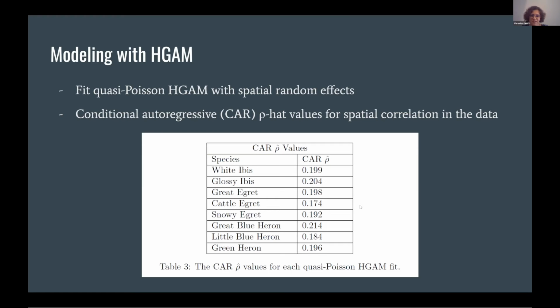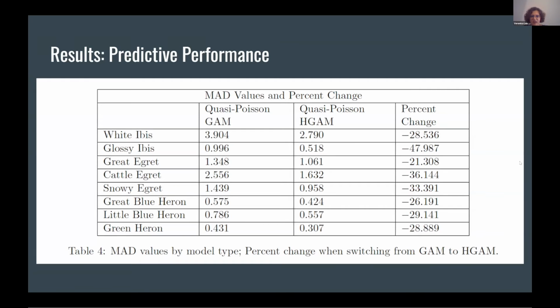So this is just something worth considering. But what we also see here is that we have spatial correlation of around 0.2 for the species where it did fit. So this is some notable level of correlation. Then we used our 2017 test data again to evaluate predictive performance. So we see now that going from the quasi-Poisson GAM to the quasi-Poisson HGAM, we have a very notable improvement across all 8 of the species where the HGAM was obtained. Around maybe a 20% up to even a 50% improvement in mean absolute deviation.